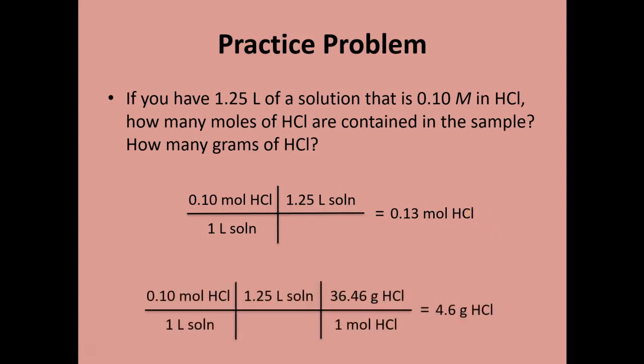If I want to figure out how many grams, I'll just extend that same calculation. Again, I'm starting with 1.25 liters. If I was rewriting this, I would flip this. I would put these two things here, and I would start with the 1.25 on the left. 1.25 liters of solution times 0.1 mole per liter, and then I'm going to multiply by 36.46 grams per mole. That's the molar mass of hydrogen chloride. That gives me 4.6 grams. And so there we go.